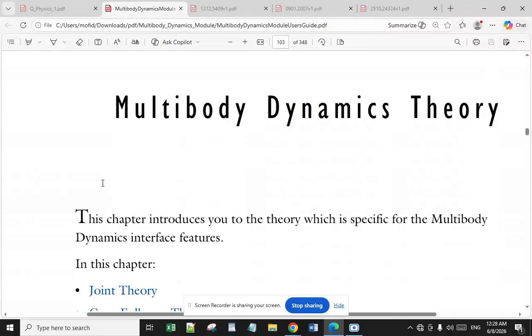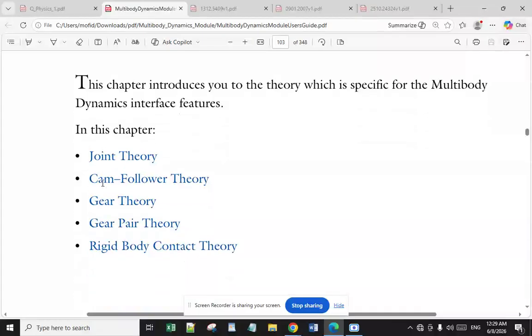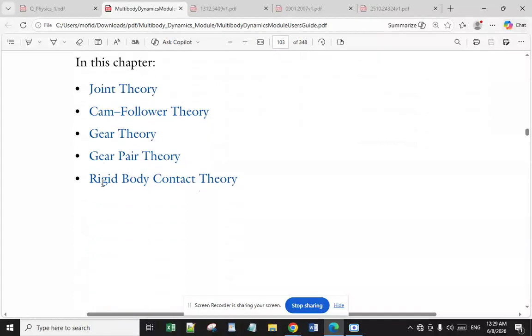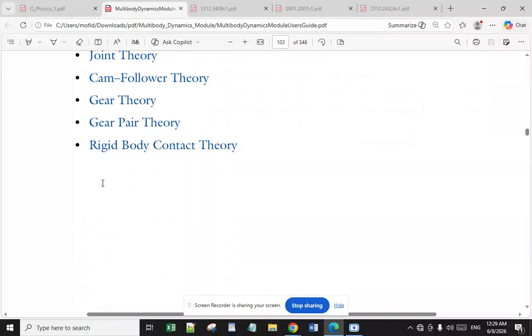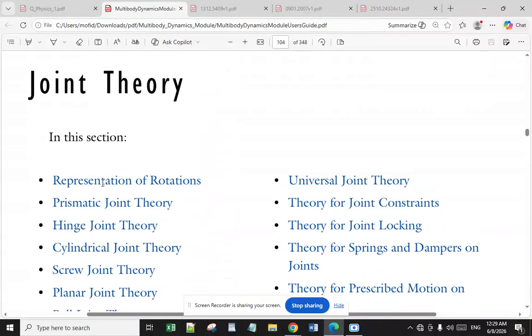Now I want to go through the multibody dynamics chapter. This chapter introduces you to the theory which is specific to the multibody dynamics interface features. In this chapter, we want to go through joint theory, cam follower theory, gear pair theory, and rigid body contact theory. The first one, joint theory.